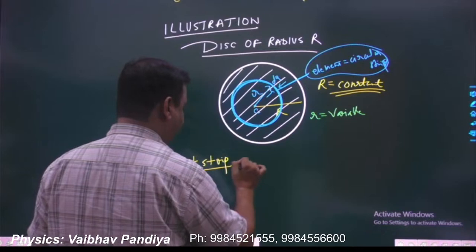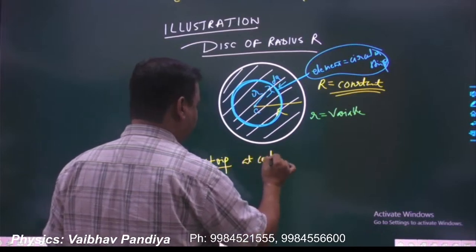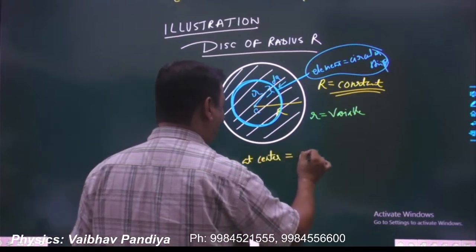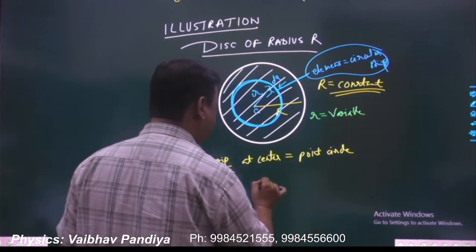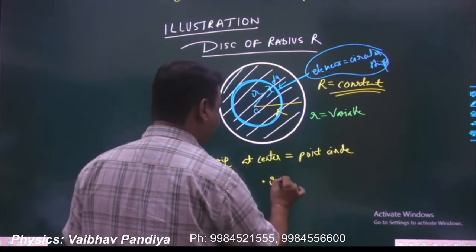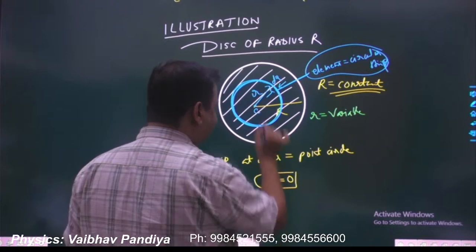So first strip is at center and it will be in the form of a point circle. We know what is a point circle, which has 0 radius. So this is like the first strip. For this, the value of small r is 0. R is beginning from here.